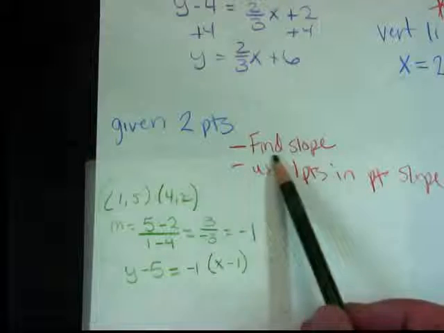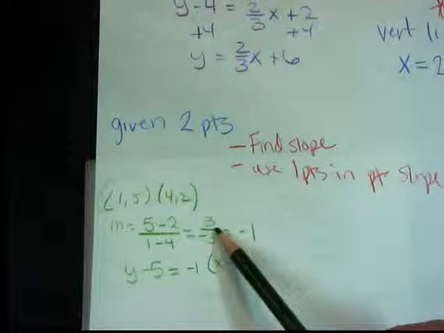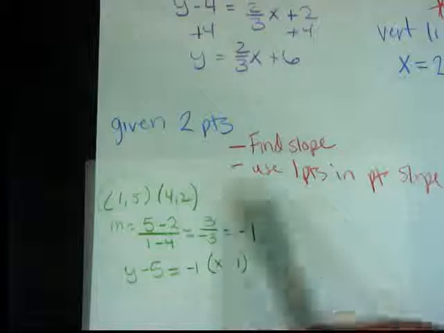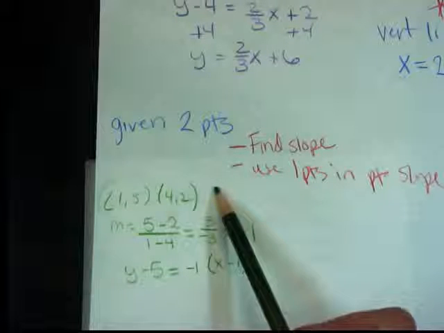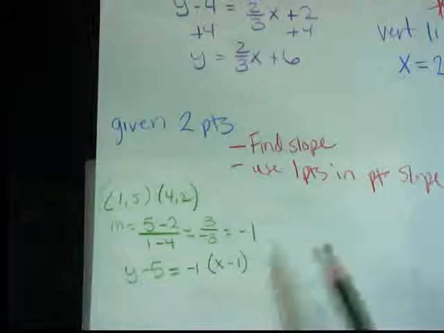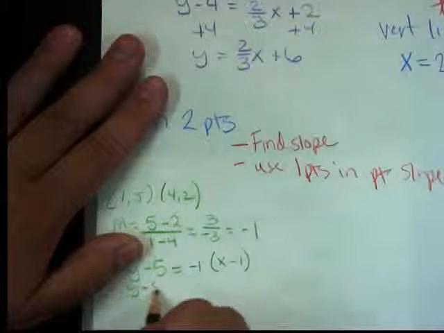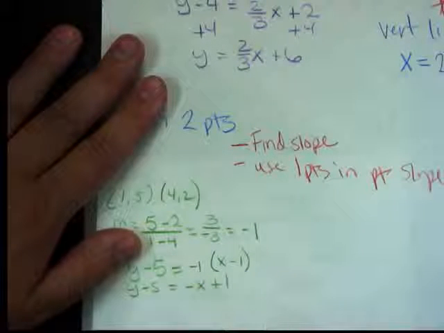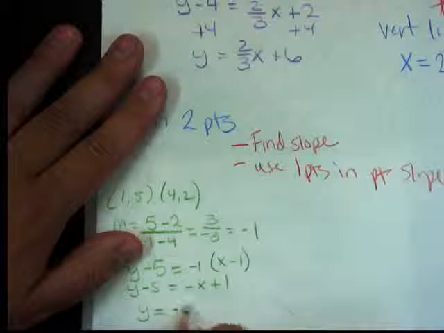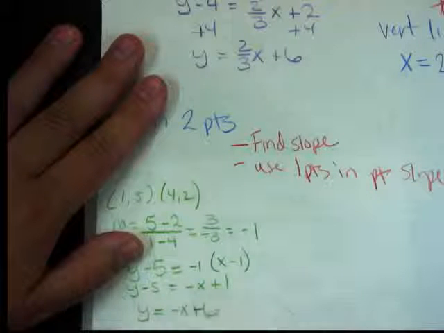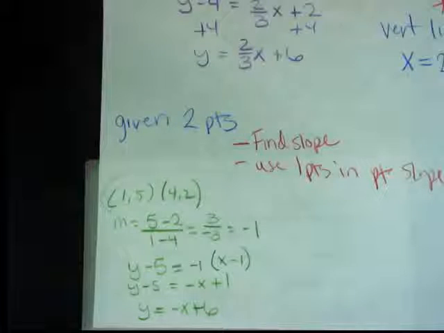So the first thing I did was find the slope. Got that. And then I'm going to use one of the points, doesn't matter which one you choose, in the point slope formula. Solve for y. So y minus 5 is -x plus 1, because when I distribute, y is -x plus 6. There's your equation, slope-intercept form. First finding the slope, then using that slope and one of the points in the point slope formula.